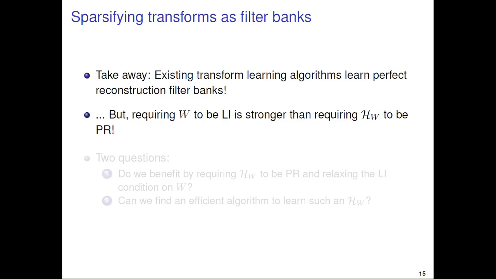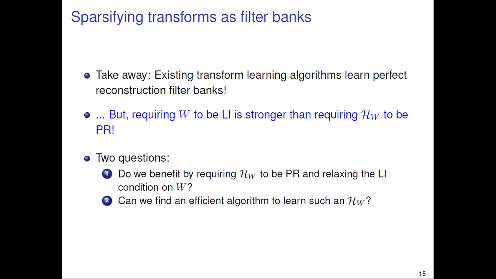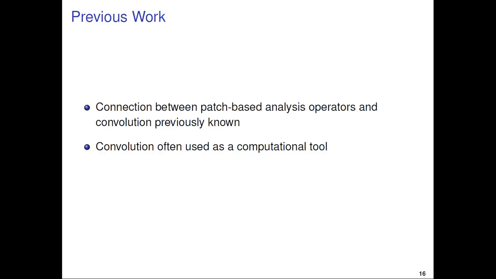But now is the new observation that requiring W to be invertible is too strong. Maybe we can only require H, this filter bank, to be a perfect recovery filter bank. And now the question is, does this help? Do we benefit by relaxing the constraints? And then can we learn such a filter bank? Turns out, yes, we benefit by relaxing the constraints.